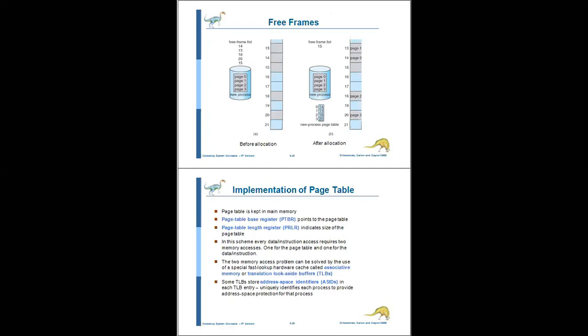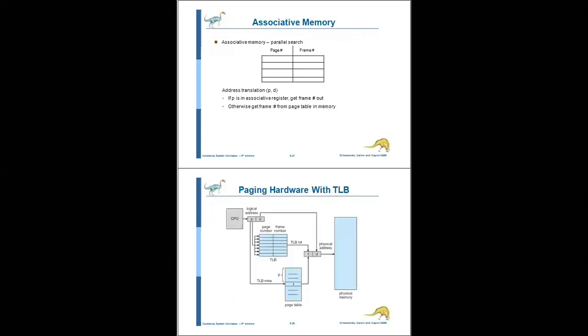And the hit ratio, how can you calculate it? The percentage of time that a particular page number is found in the TLB is called the hit ratio.